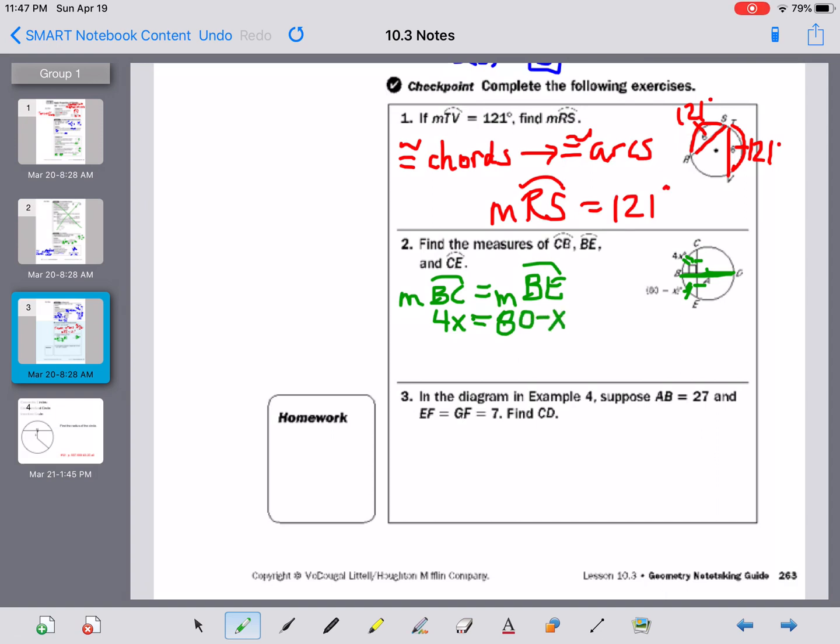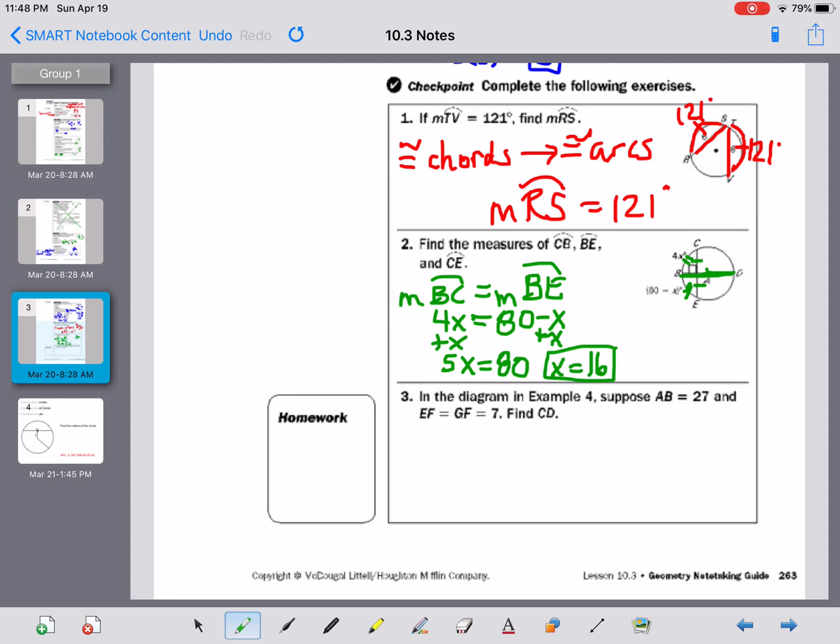Add an x to both sides. I get 5x equals 80. Divide by 5 and x equals 16. Which is great, but it didn't ask me for x. It asked me for the measures of some arcs. So let's go ahead and find some measures.